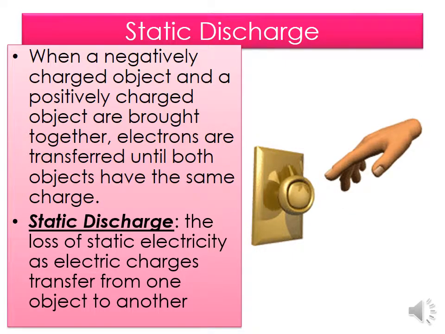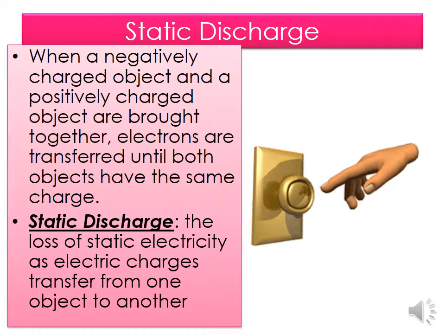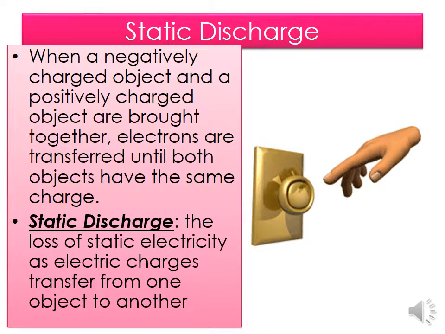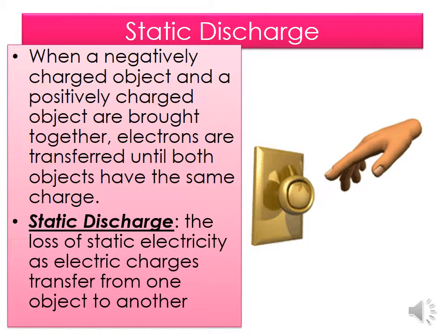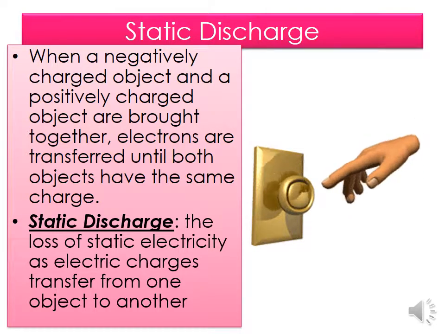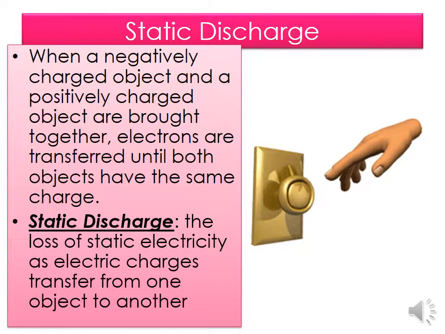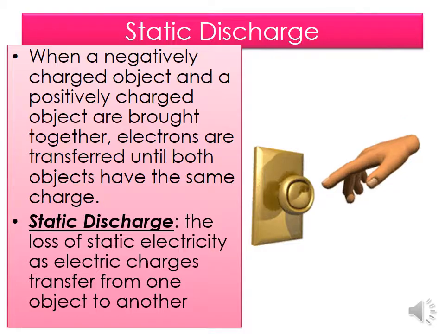It's the loss of static electricity as electric charges transfer from one object to another. So when that girl's finger touches the doorknob, they have opposite charges. The finger is negatively charged, the doorknob is positively charged. Those electrons try to transfer to the positively charged area, and then you get that little shock. It's a static discharge. That's what you feel when you feel that static shock.